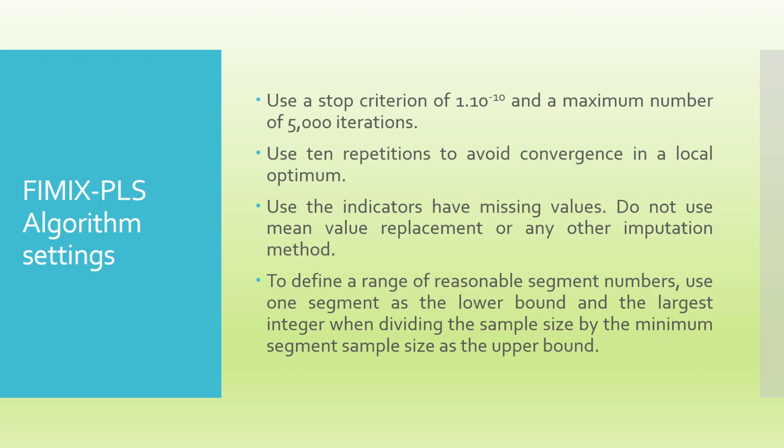To define a range of reasonable segment numbers, use one segment as the lower bound. Always start with one segment as the lower bound, and the upper bound is the largest integer, rounding off when dividing the sample size by the minimum segment size. This we have seen in the previous slide. So 1 to 8 we have to run. Now let us see how we can run FIMIX in SmartPLS.